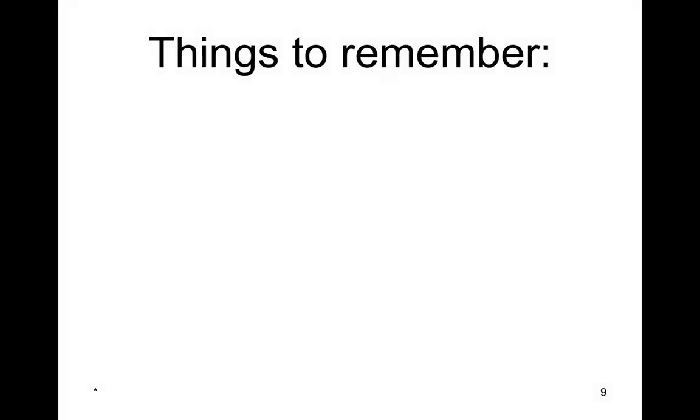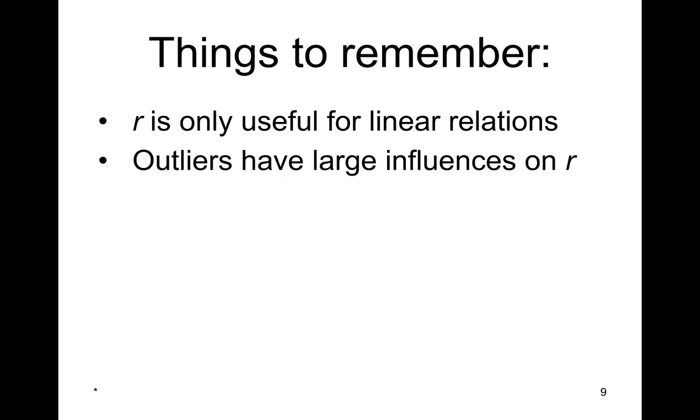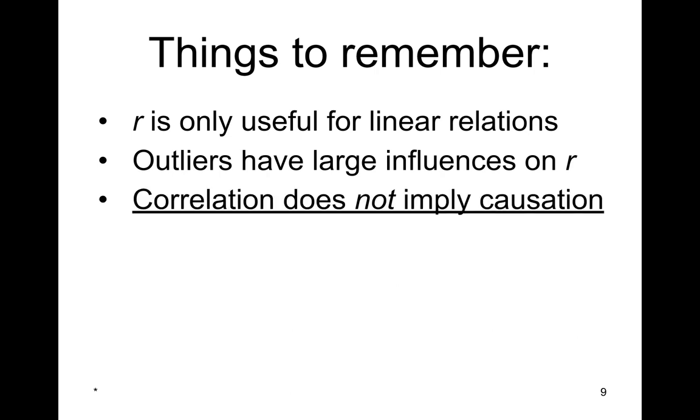Okay, so some things to remember about correlation. Like I said, it's only useful if we have a linear relation, a linear association. If the scatter plot has outliers, that outlier will have a large influence on R. So if you have a scatter plot in which all your dots are in one area, but you have one dot that's kind of off in the distance away from everything else, that outlier will have a large influence on the value of the correlation coefficient.